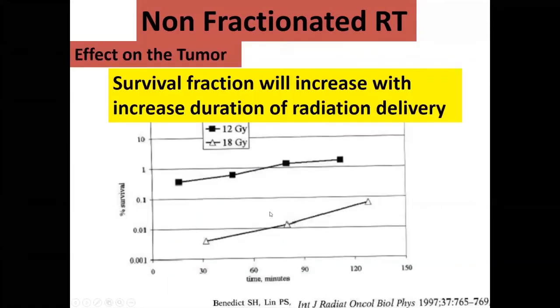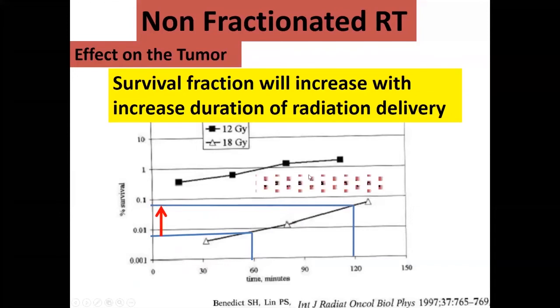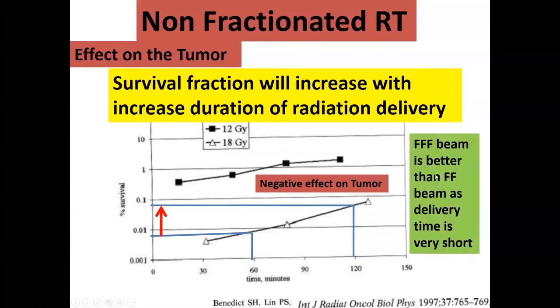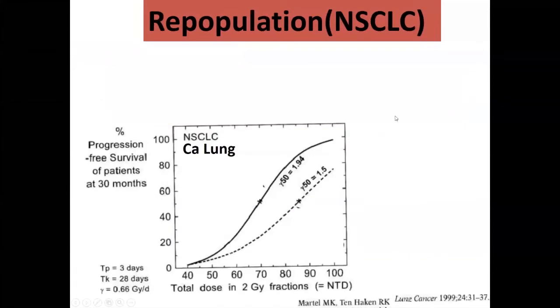On tumor, what effect will it have? Negative effect. As the treatment delivery time increases, the survival fraction will increase. So it will have a negative effect on tumor. Now, if you are really worried about the tumor control, and naturally we are, then machines which can deliver the whole dose faster are better as far as intrafraction repair in tumor cells is concerned. And that is why flattening filter free beam is considered to be better than filtered beam as delivery time is very, very short. So this was about the repair of the sublethal damage.